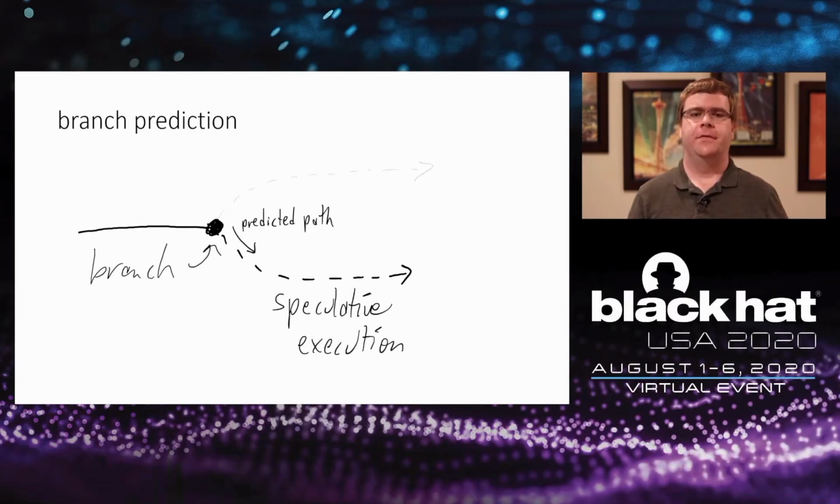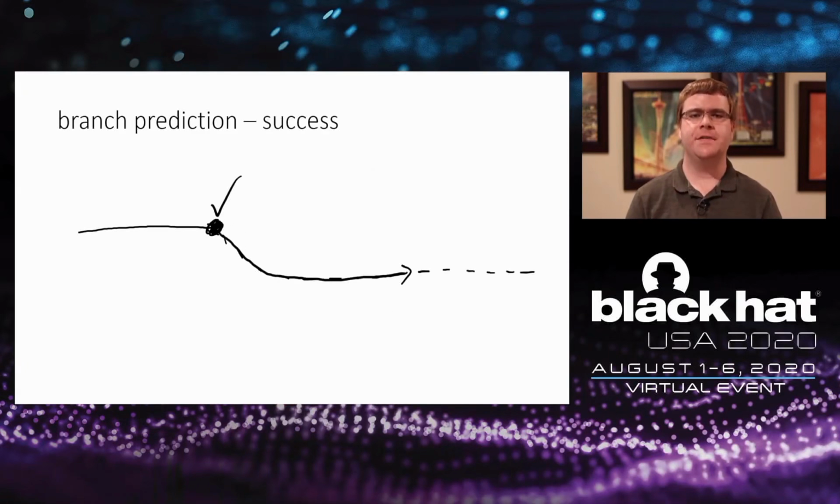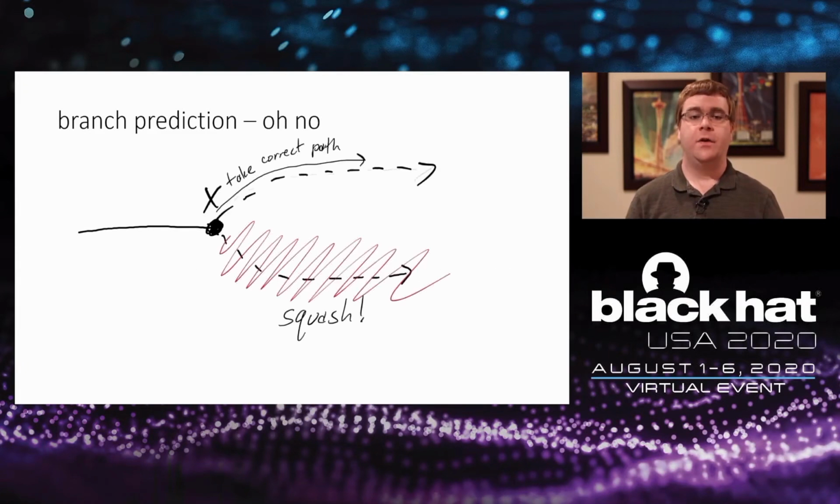Eventually, the branch resolves. If it turns out we guessed right, great. The instructions retire and we keep going. But if we guessed wrong, we need to throw away the results, rewind, and start again. In computer architecture terms, the misspeculated or transiently executed instructions are squashed. Thankfully, branch predictors have gotten pretty good, and we don't usually end up throwing away a lot of work.